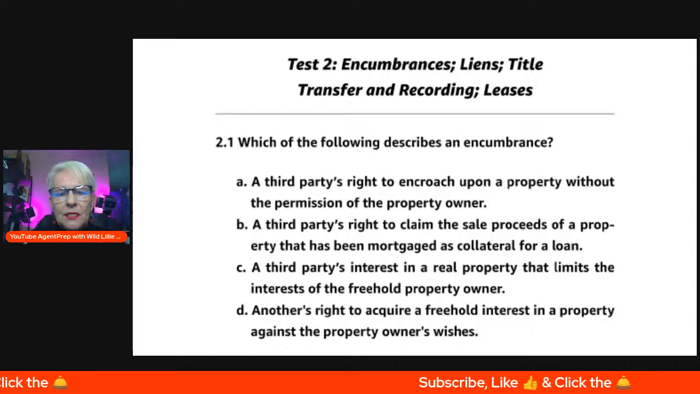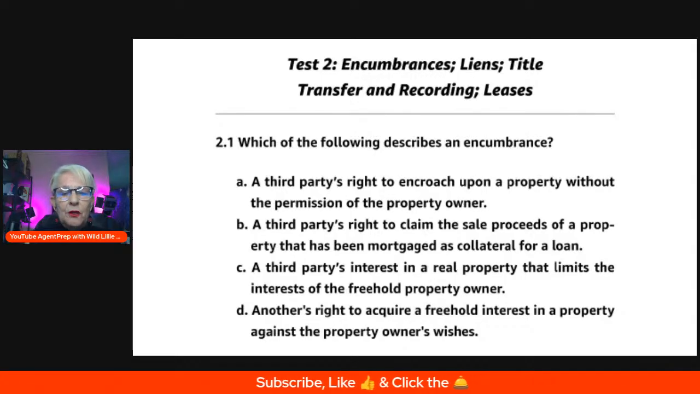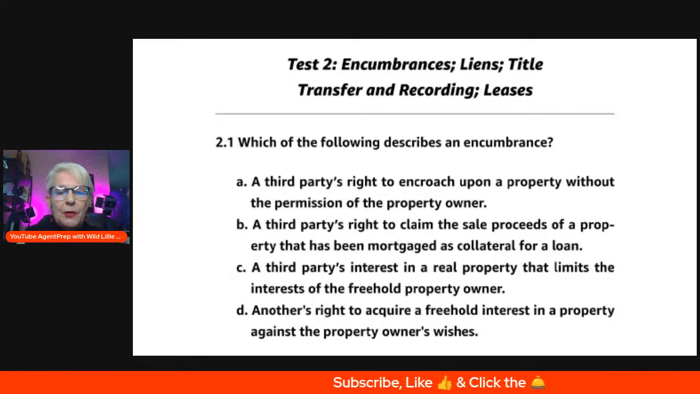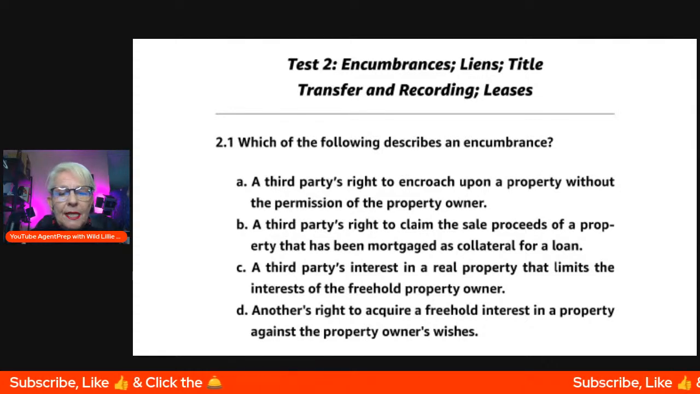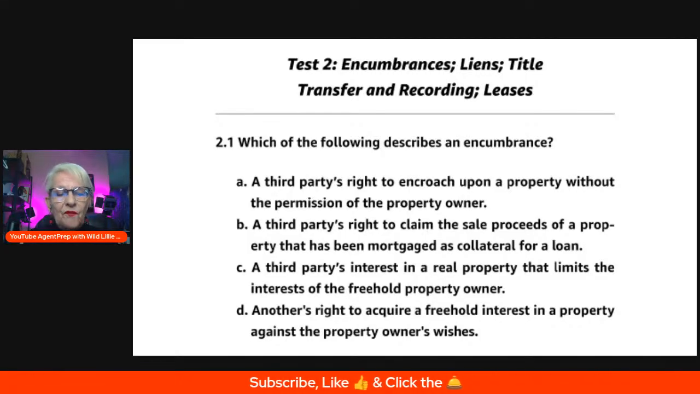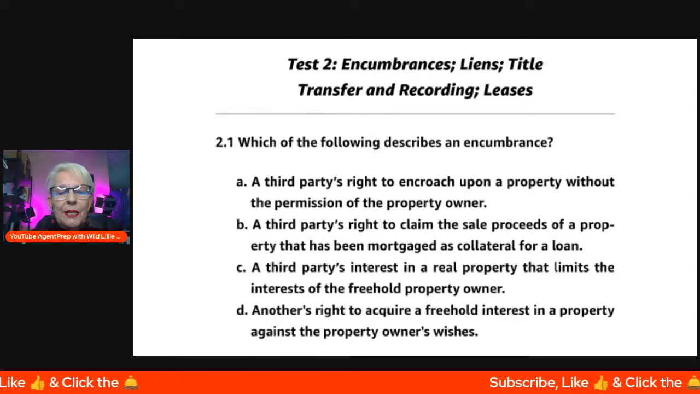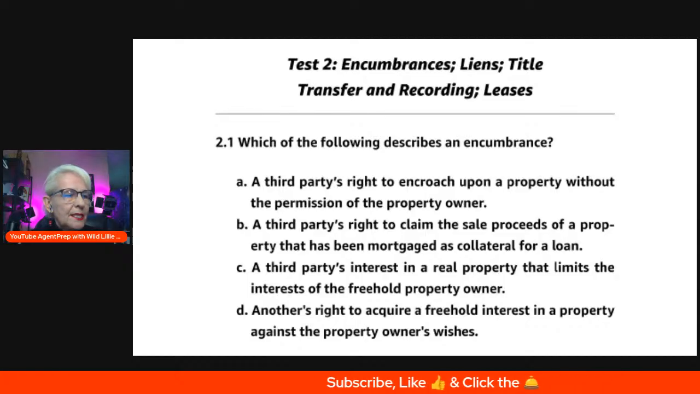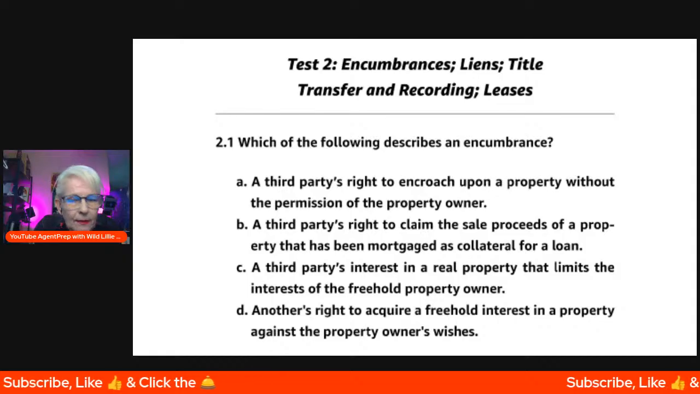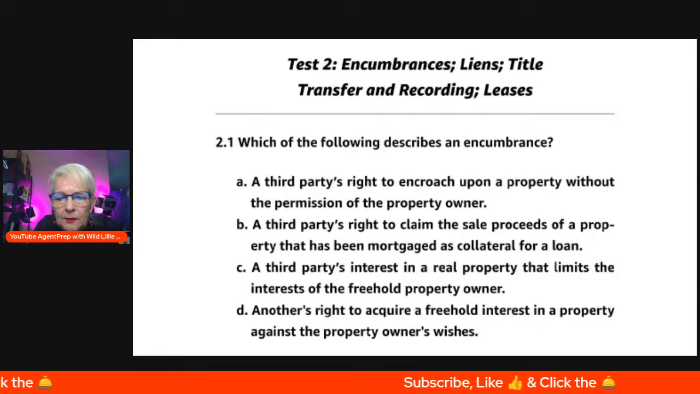So which of the following best describes an encumbrance? A, a third party's right to encroach upon a property without the permission of the property owner. B, a third party's right to claim the sale proceeds of a property that has been mortgaged as collateral for a loan. C, a third party's interest in a real property that limits the interest of the freehold property owner. D, another's right to acquire a freehold interest in a property against the property owner's wishes. So what is an encumbrance? You can type your answer in the chat, and then I can discuss it with you.